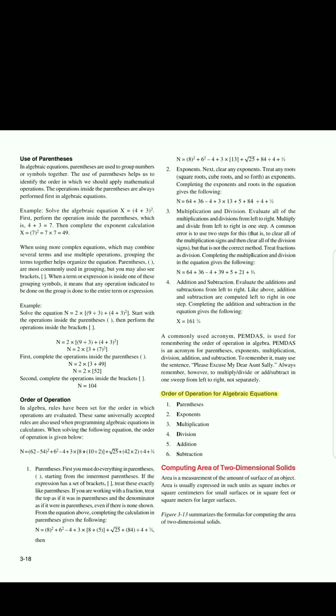Order of operation for algebraic equations. 1. Parentheses 2. Exponents 3. Multiplication 4. Division 5. Addition 6. Subtraction. Computing area of two-dimensional solids.